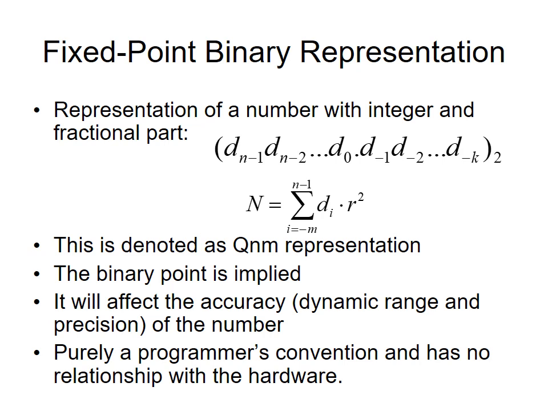So the binary point is implied and it will affect the accuracy of the number. So that is the dynamic range and precision. It is purely the programmer's convention and has no relationship with the hardware. So it should be mentioned that the fixed point binary representation is very important for the floating point method.